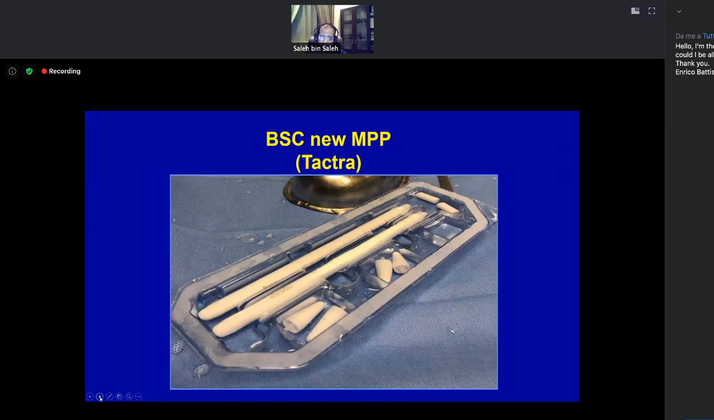So this is the new malleable prosthesis from Boston Scientific, introduced to the market last year. It is a malleable prosthesis with a double coverage of silicone and an internal nitinol core. It can give you a 90-degree memory with very strong axial rigidity. Next slide, please.